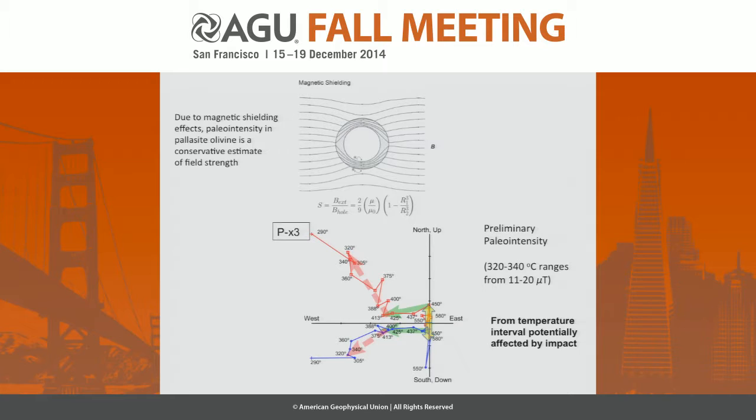So we'd like to investigate the paleo fields that can be recorded by these different components of magnetization in the Eagle Station Pallasites. However, as a caveat, I should point out that there's a magnetic shielding effect due to the metal phases of the Pallasites, so that the paleointensity recorded within the olivines is going to be a conservative minimum estimate of the field strength. Still, though, we can and did do paleointensity experiments on these different components at the lower temperature interval that may have been affected by shock on the basis of petrologic data. This records a fairly weak field of 11 to 20 microtesla.